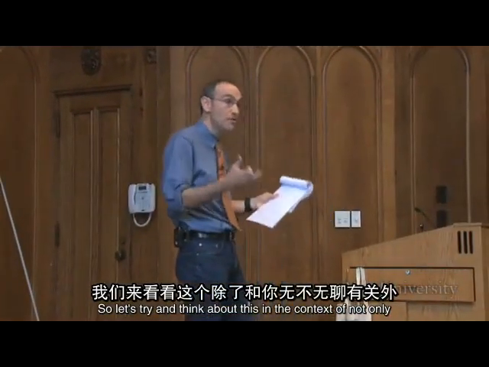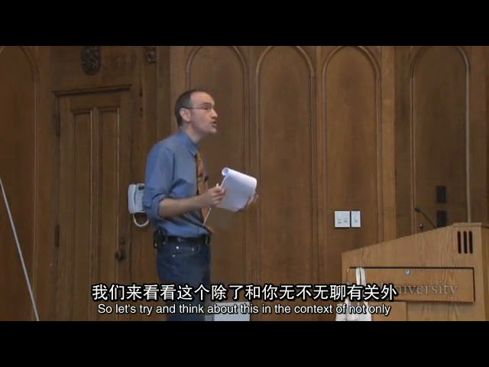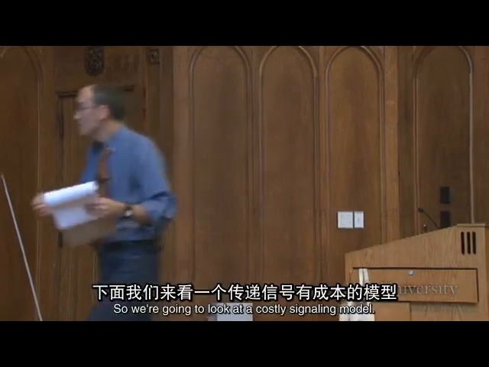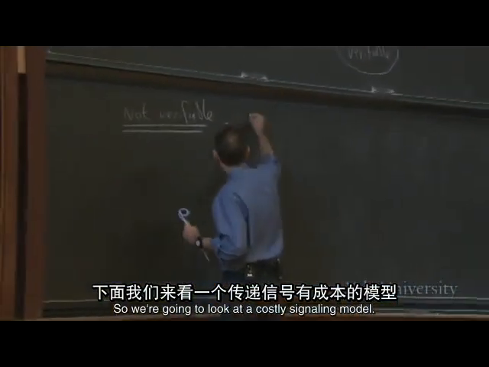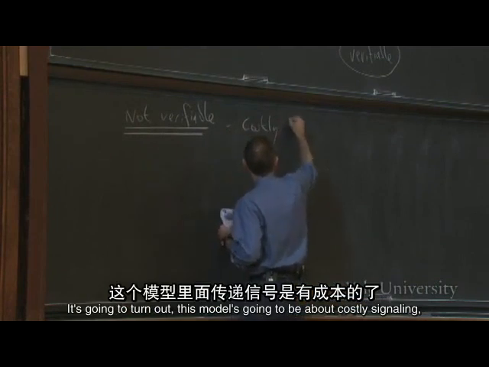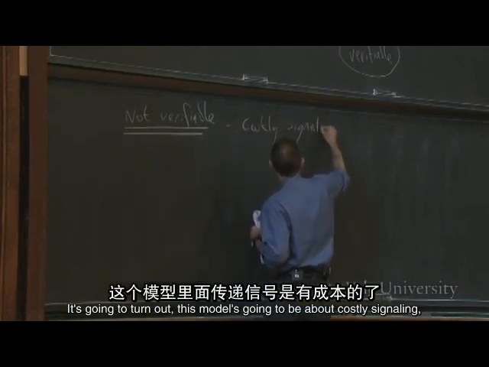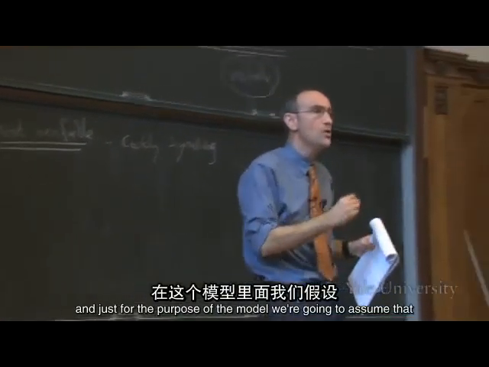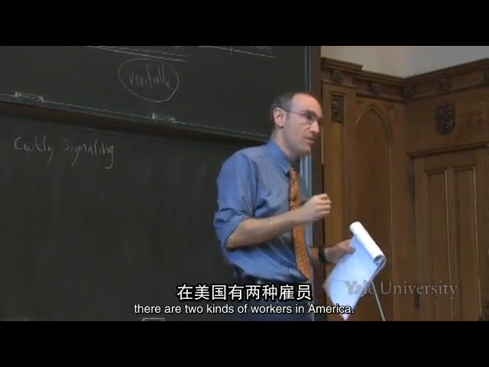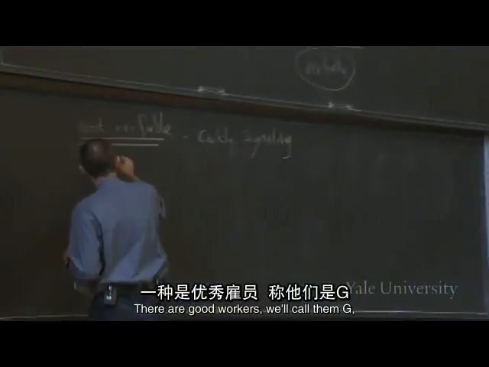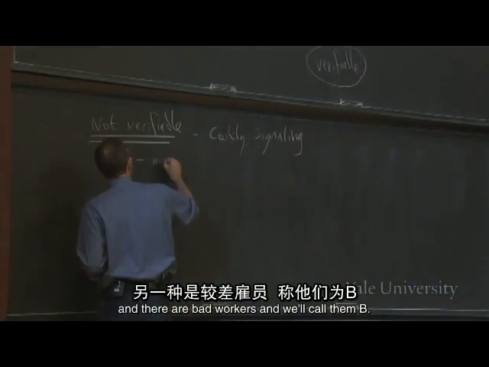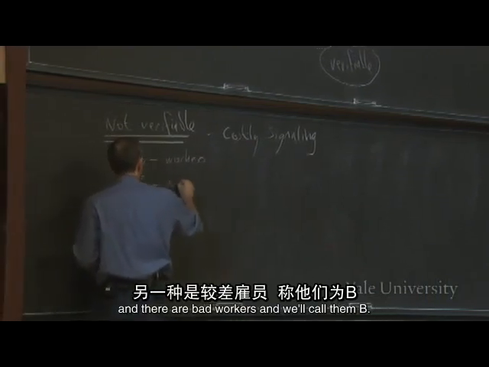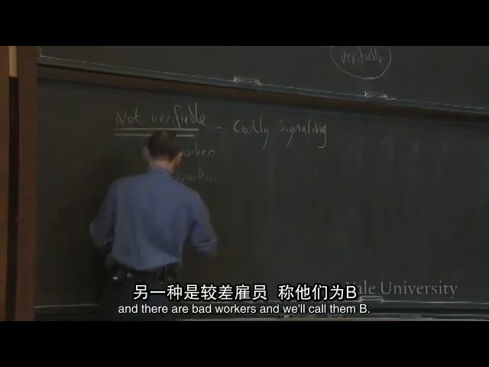All right? So let's try and think about this in the context of not workers being boring or not, but workers being good or not. All right? So we're going to look at a costly signaling model. This model is going to be about costly signaling. And just for the purpose of the model, we're going to assume that there are two kinds of workers in America. There are good workers, we'll call them G, and there are bad workers, and we'll call them B.